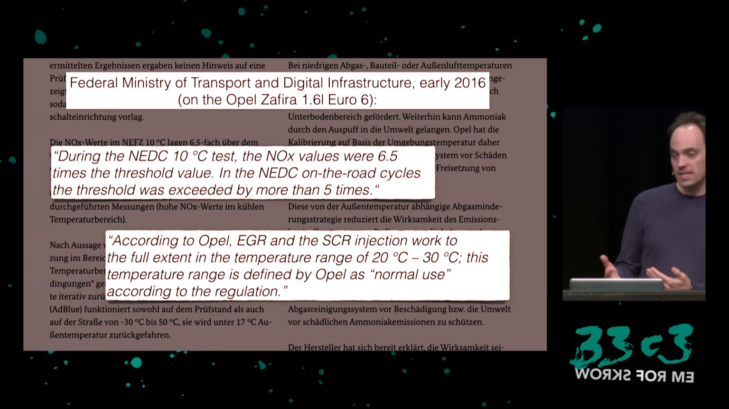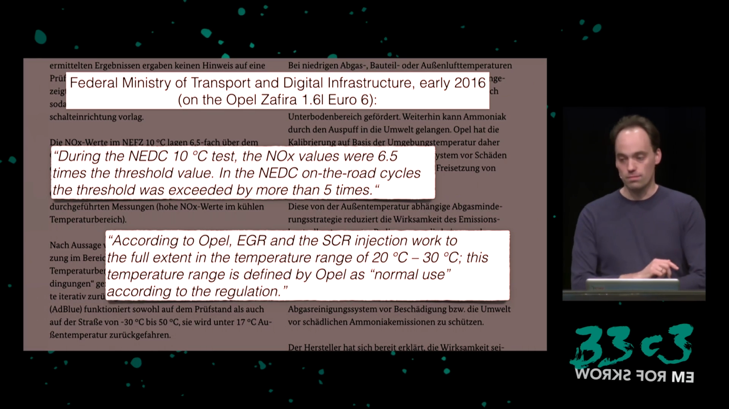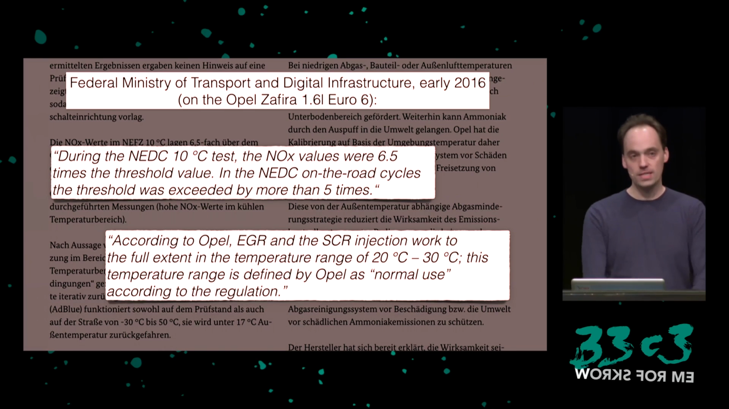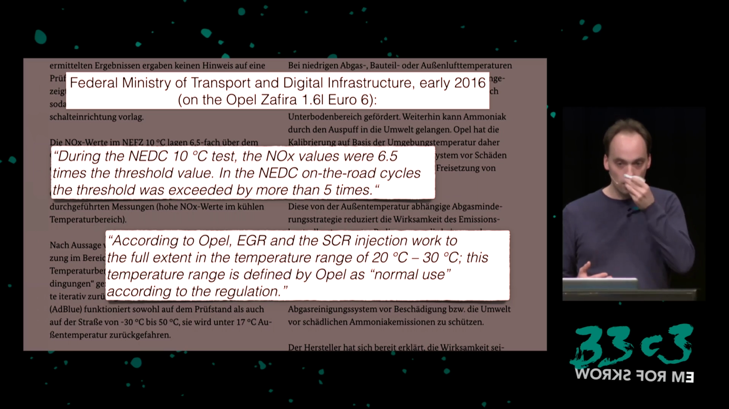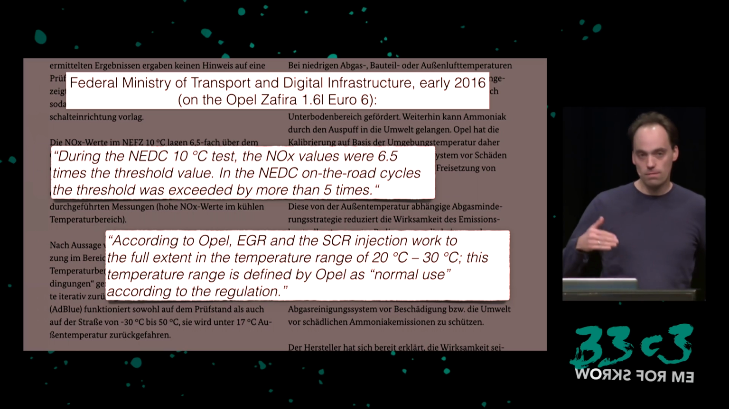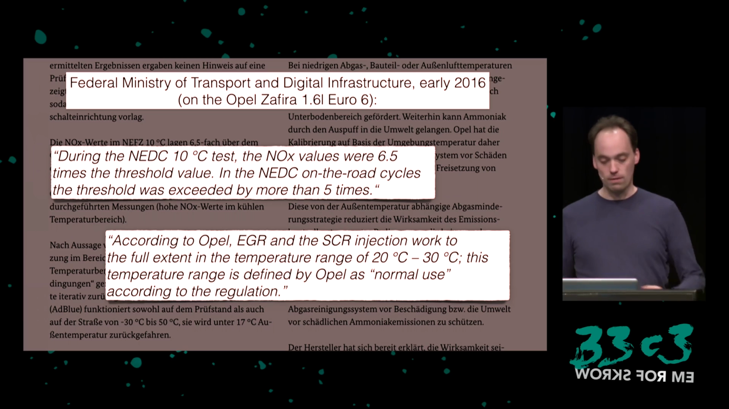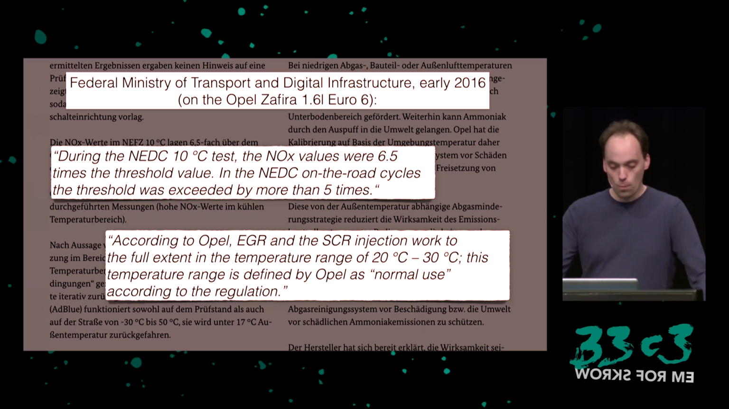Okay, so during this testing, they had this 12x emission limits, or for example, one particular test was to drive the test cycle in the same way, but at a different temperature, at 10 degrees Celsius. And the car exceeded the values by a factor of 6, even though the car would be operated in the very same way. It was just that the ambient air temperature was 10 degrees Celsius instead of 25. So they asked Opel why this was the case during their investigation, and Opel responded saying that, yeah, the EGR and the SCR injection, they work to the full extent in the temperature range of 20 to 30 degrees Celsius. It's what they call normal use.